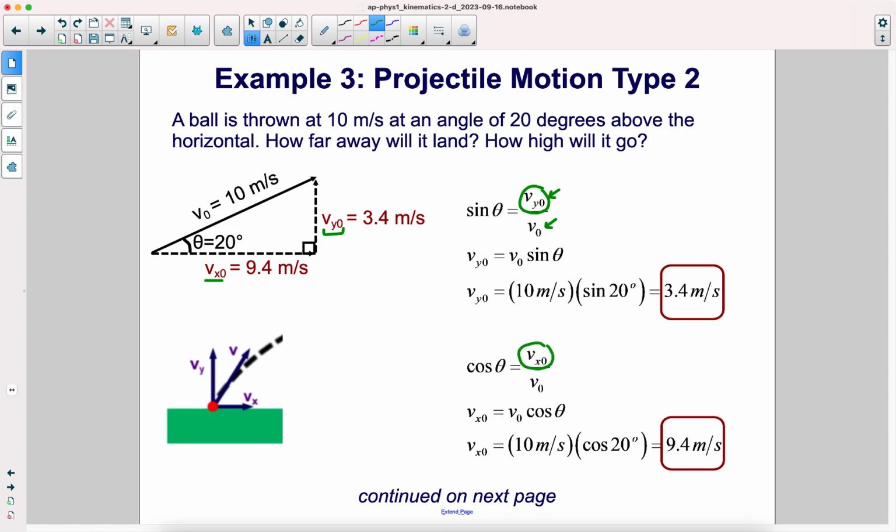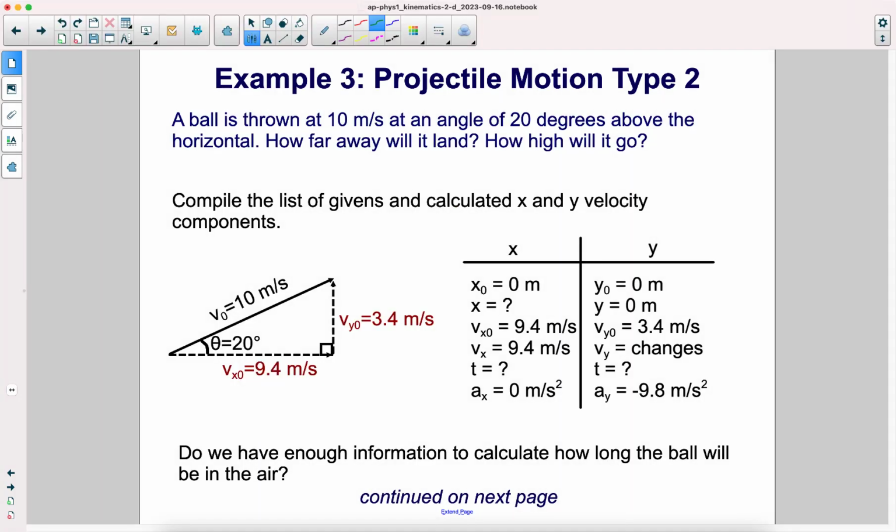Solve for Vx initial, and we get V0, the hypotenuse, times cosine theta. So we take that 10, multiply it by cosine 20, and we get 9.4 meters per second. Yes, this is a very low angle, so most of this velocity is in the x dimension. So it's good that we got a number here that was larger than that number.